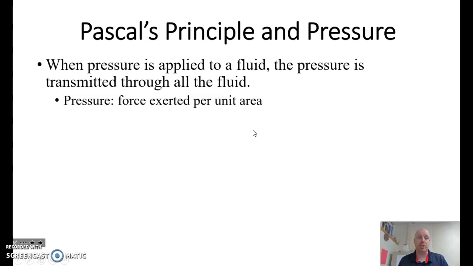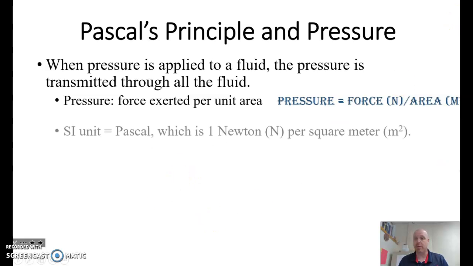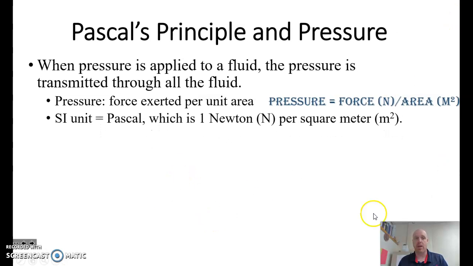So the definition of pressure is force exerted per unit of area. Okay. So the formula for pressure is force, which is in newtons, over area, which is a measurement squared. So it's side by side. Okay, let me move this box over so you guys can see that a little bit better. All right.